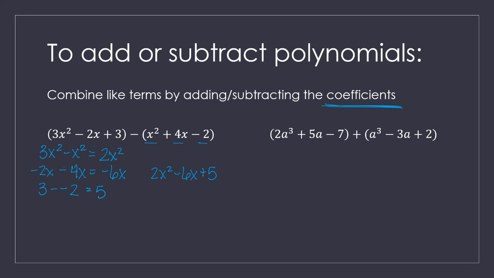Adding is even easier. Again, you're just adding the coefficients. So 2a to the third plus 1a to the third is 3a to the third. 5a plus negative 3a is 2a. And negative 7 plus 2 is negative 5. Done. Now, some people will shape their terms like I just did. I underlined, circled, squared so that you know which ones are like terms. Some people write them under each other or next to each other. Again, whatever makes the most sense for you is the process that you can use.